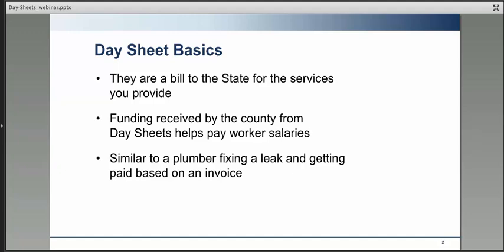And daysheet funding, the reimbursement that is received by the county from daysheet input, helps to pay worker salaries as well as pay for the equipment you use, the power, keeping the lights on, the cars, the gas, every little bit from the cell phone you carry all the way up to the building you work in and everything in between. That is helped paid for by the funding brought down by daysheets.